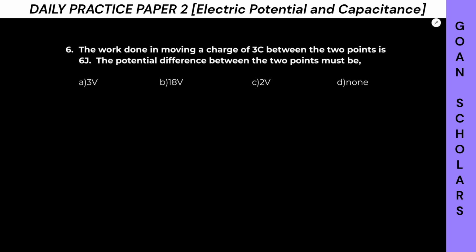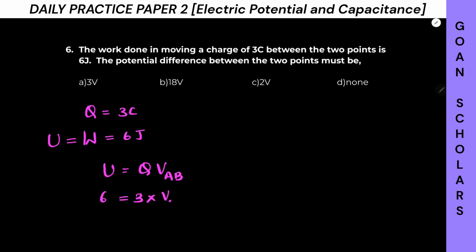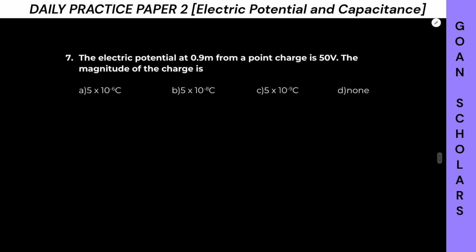The work done in moving a charge of 3 coulomb between the 2 points is 6 joules. So charge here is 3 coulombs. Work done, which is stored as the potential energy of the system, is 6 joules. The potential difference between the 2 points they are asking. So we know that the potential energy is equal to charge into potential difference. Direct question. U is 6 joules, Q is 3 coulombs into VAB. So VAB here will be 6 by 3, which is 2 volts. So the correct answer is option C, 2 volts. Clear? Let's move to our next question, question number 7.